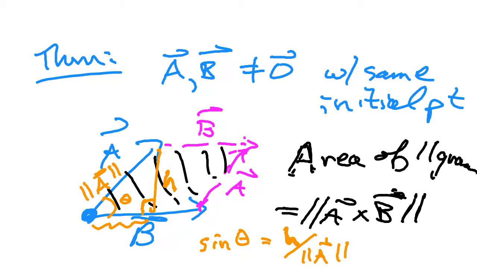All right. Anyway, we need another theorem. So we have another theorem that says we need to relate the norm of A cross B.